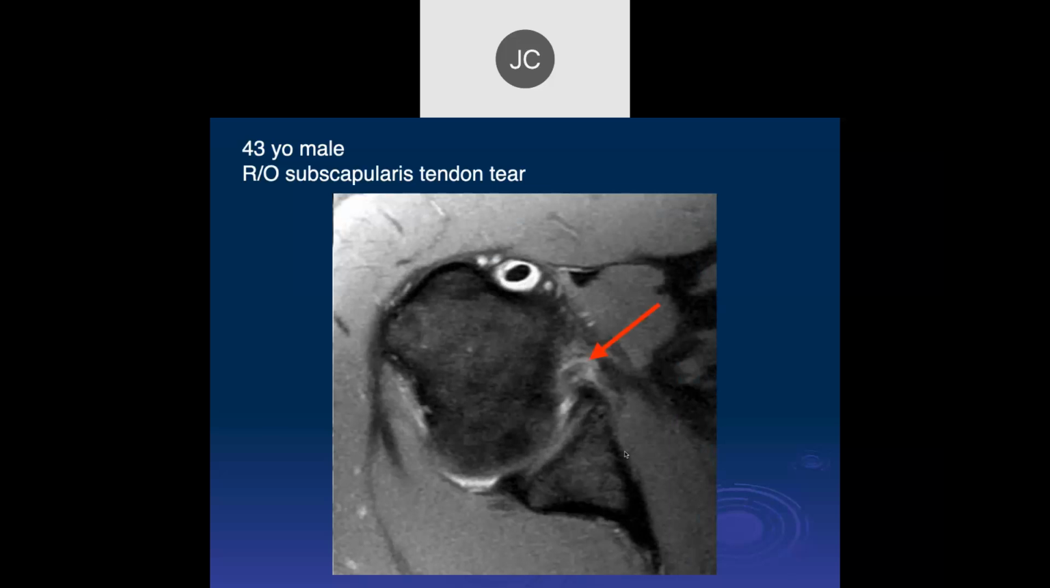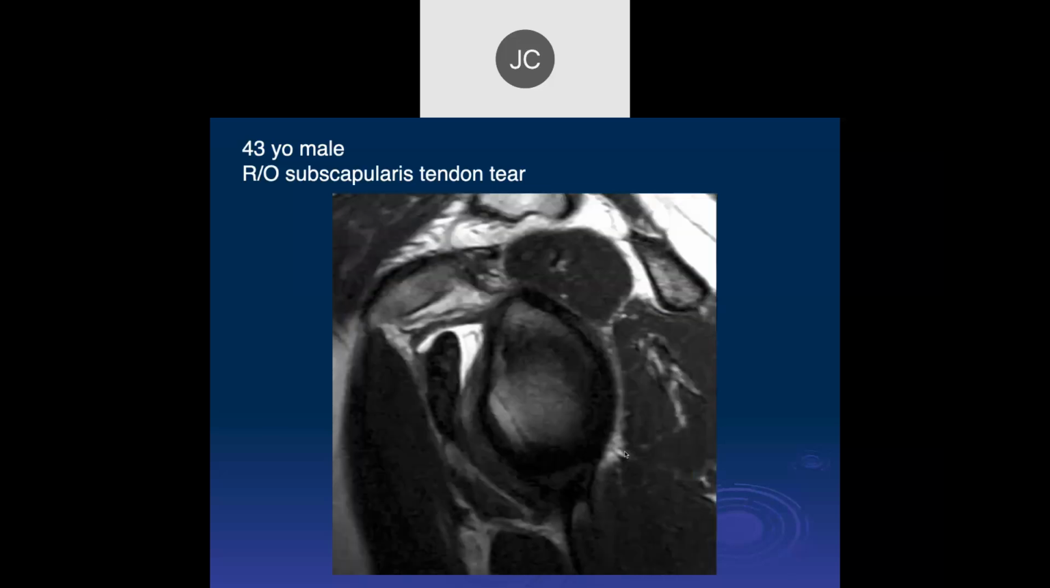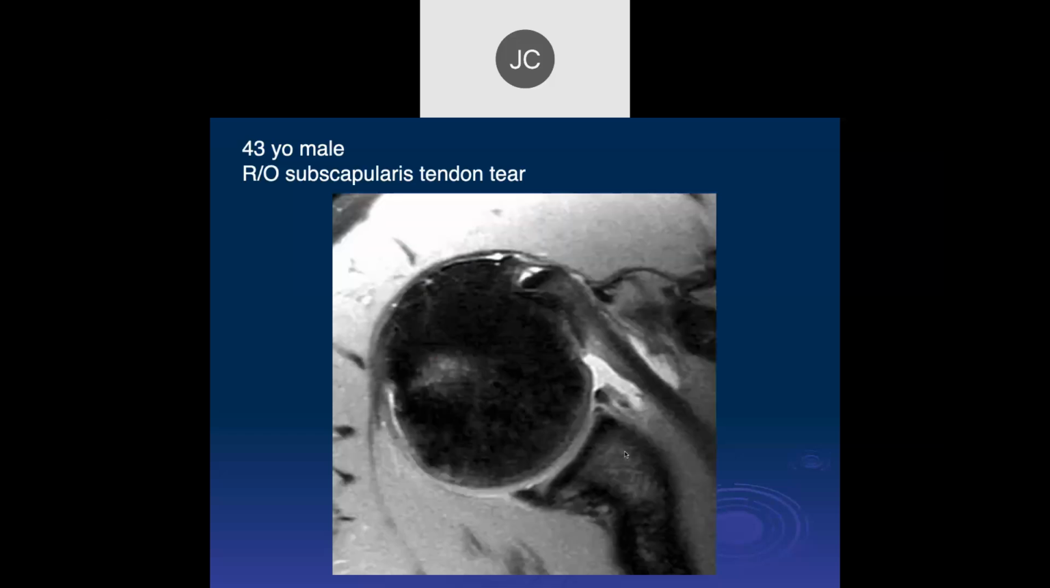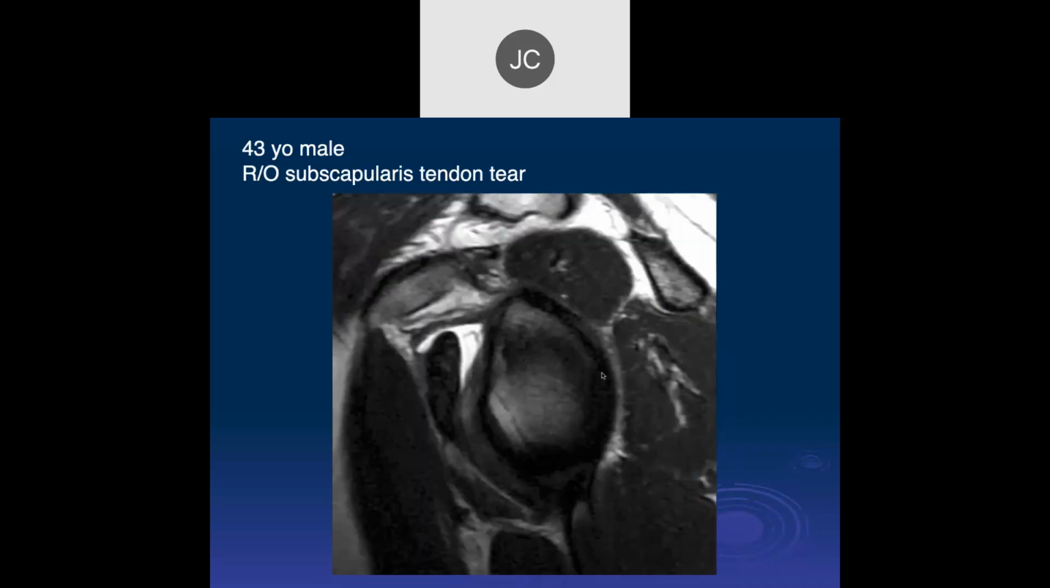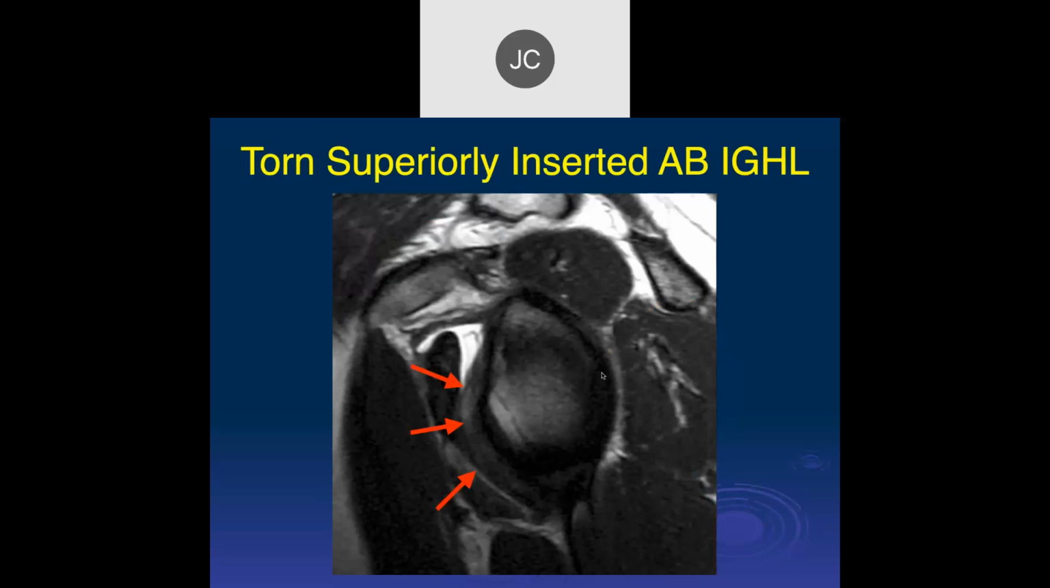So what's that structure right there? If we go to the sagittal images, this is what it looks like. So what's this thickened area of increased signal intensity there? Is it IGHL? That's my best guess. It's actually a torn superior insertion of the anterior band of the inferior glenohumeral ligament. I think it's the only one of these that I've seen that's been arthroscopically proven.